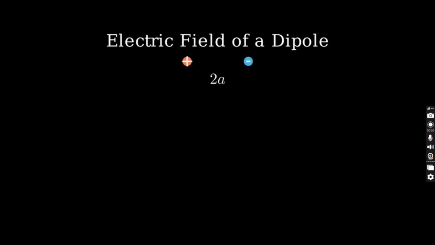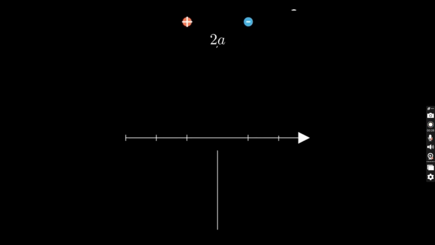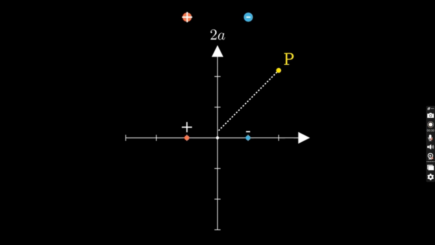We want to find the electric field at point P, which lies on the equatorial plane at a distance r from the center of the dipole. Let's recall that the electric field due to a point charge is given by Coulomb's law, E equals kq over r squared in the radial direction. At point P, both charges contribute to the electric field, and we need to consider their vector components.